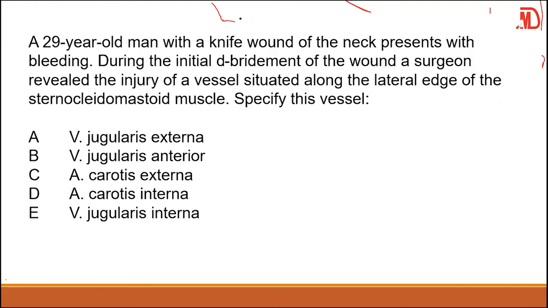A 29-year-old man with a knife wound of the neck presents with bleeding. During the initial debridement of the wound, the surgeon revealed an injury of the vessel that is situated along the lateral edge of the sternocleidomastoid muscle. Guys, what vessel is it? In fact, turn your neck. Just put one or two fingers around that area. What can you feel pulsating? Good.